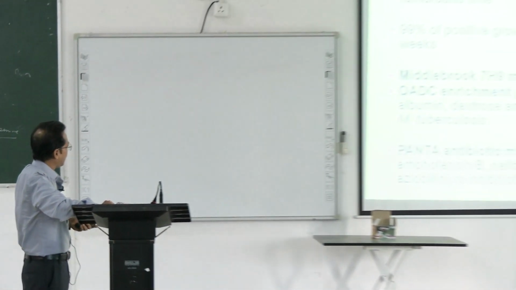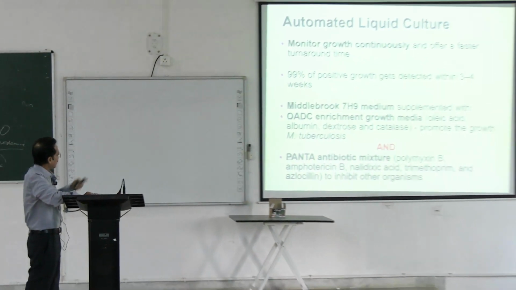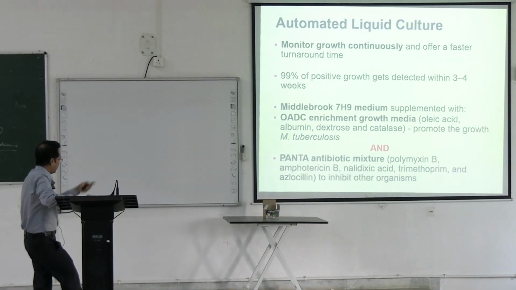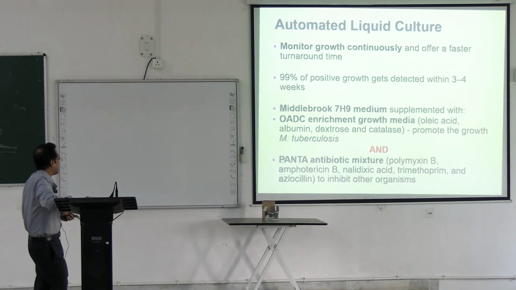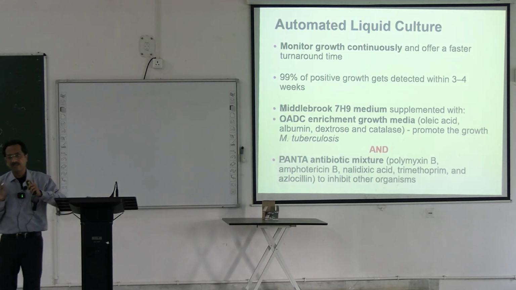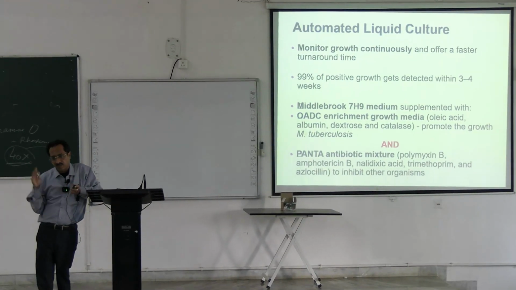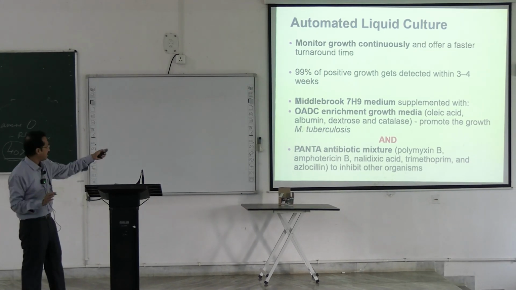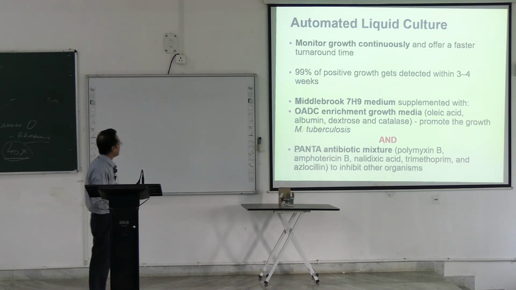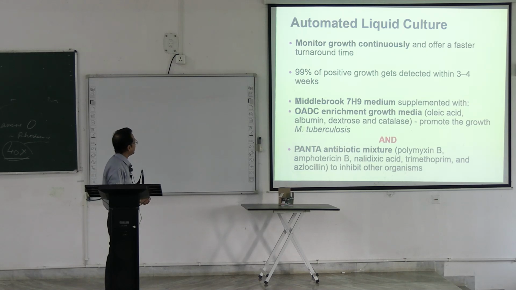Middlebrook 7H9 media with OADC enrichment: oleic acid, albumin, dextrose and catalase, or PANTA antibiotic: polymyxin B, amphotericin B, nalidixic acid, trimethoprim and azlocillin. These are the antibiotic mixture that is given in the liquid media to inhibit the growth of other bacteria. So PANTA you should remember, and OADC enrichment for Middlebrook 7H9.